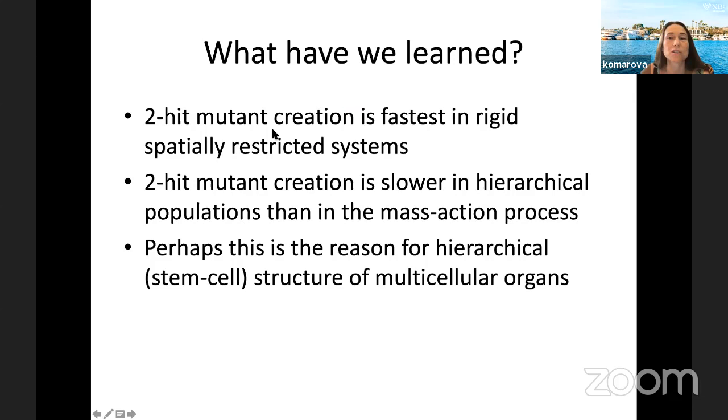So to conclude this part, two-hit mutant creation is fastest in a rigid, spatially restricted system. Two-hit mutant creation is slowest in hierarchical populations, and it's even slower than in a simple mass action process. And perhaps this is the reason for the hierarchical structure of our organs, right? We are products of evolution. We have evolved to delay and avoid cancer as much as possible, so it doesn't hit us before we had the chance to reproduce. And maybe that's why tissue is organized this way, because this is a mathematical way to slow down evolution, right? So this is something that we can extract from these processes by just doing mathematics.